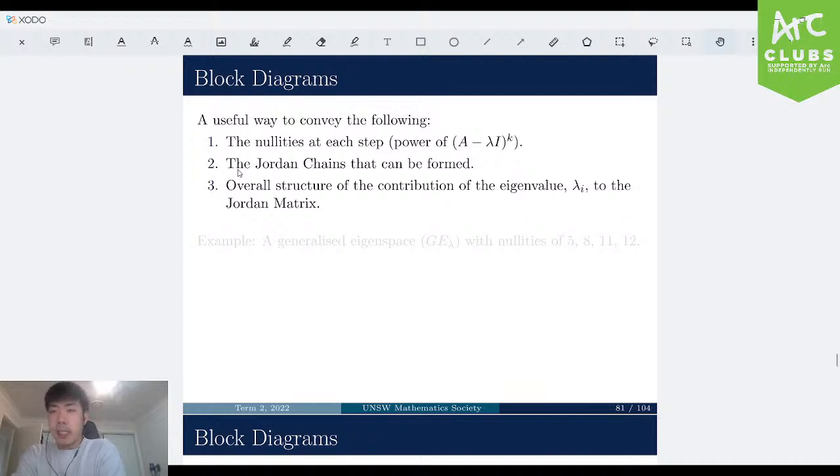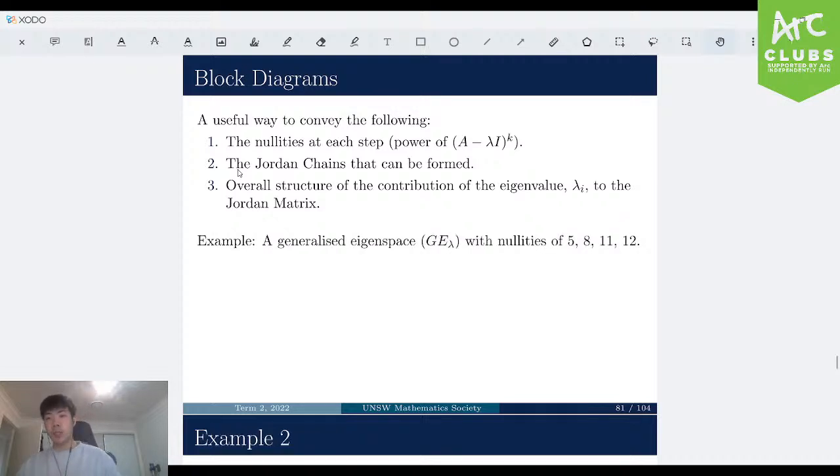The main thing that it conveys is the nullities at each step, and by each step I mean each power of A minus lambda I to the power of k. Okay. The second main thing that it conveys is the Jordan chains that can be formed. And lastly, it will give us the overall structure of the contribution of a particular eigenvalue lambda I to the entire Jordan matrix. Okay. Now let's visualize what that means.